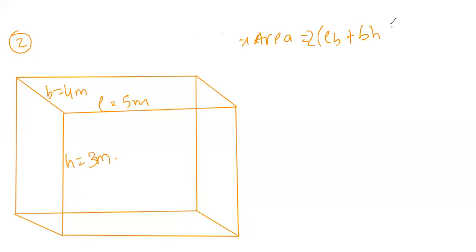The previous question had specifically mentioned that it is open at the top, but in this question it is a room, so it is not open at the top. It has a roof on the top, so it is a closed cuboid. So no modifications are to be made to this formula, so we can go ahead without any hindrance.